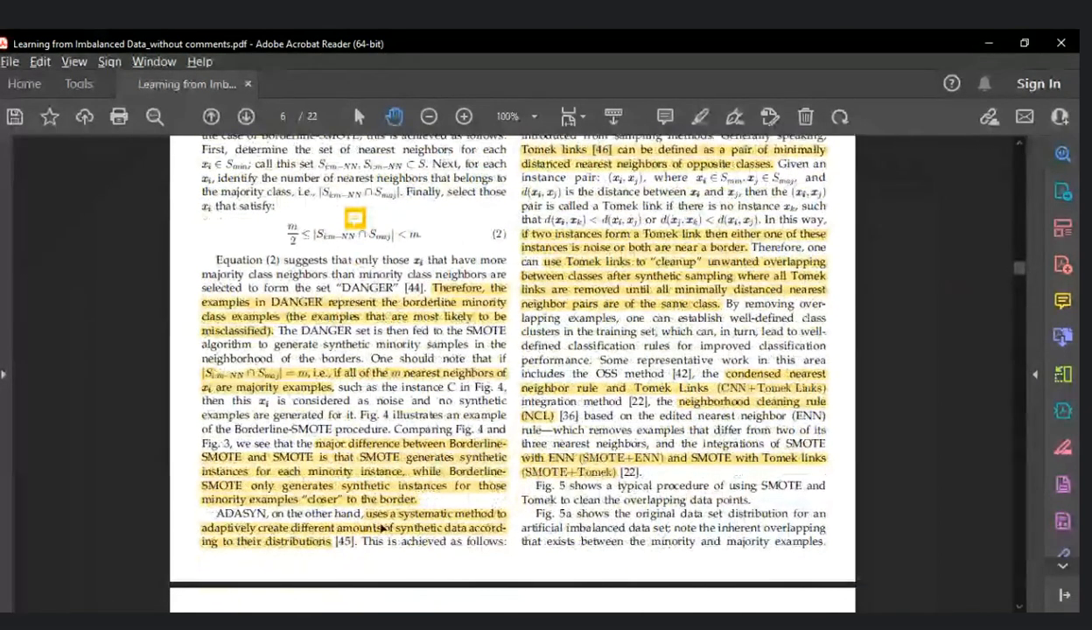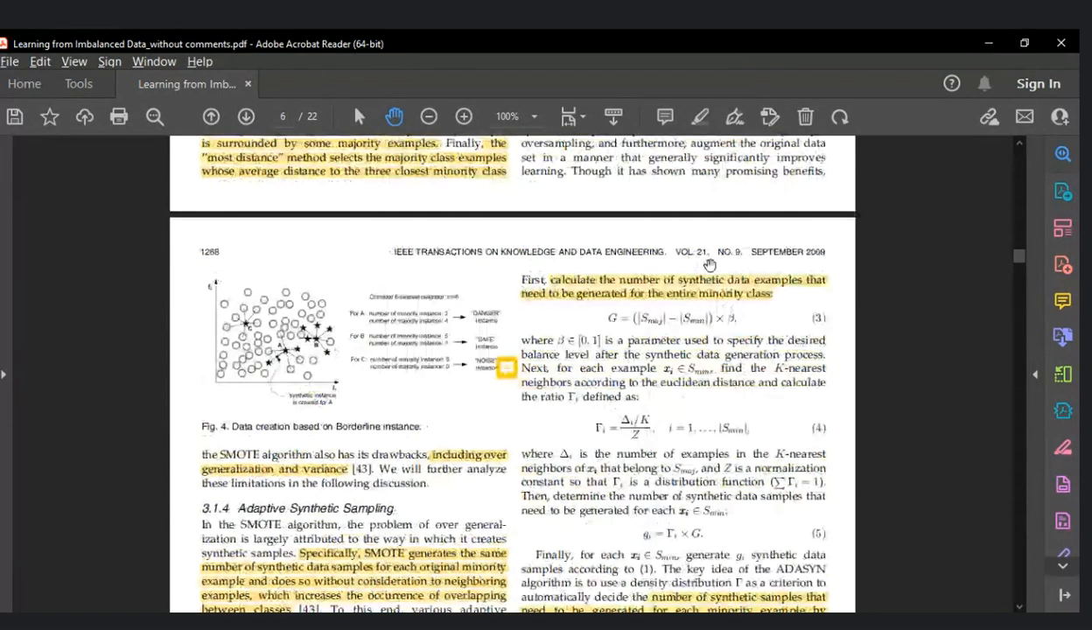Okay, let's look at this again. So it's adaptive synthetic boosting. It is adaptively creating different amounts of synthetic data according to the distribution. So what it's doing essentially is calculating the number of synthetic data examples that needs to be generated for the entire minority class.